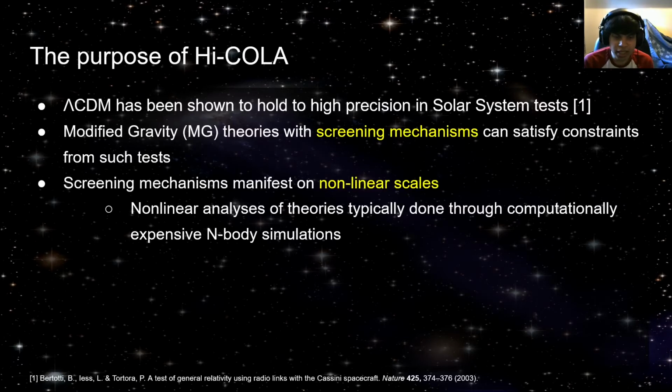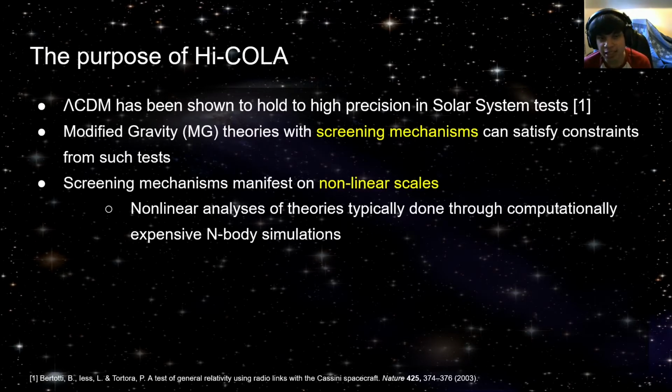And screening mechanisms manifest on nonlinear scales. So this means that if we were to consider a linear perturbative analysis of our modified gravity theory with screening, we would neglect the screening property of that theory. So we have to go beyond the linear level in order to see screening in action.